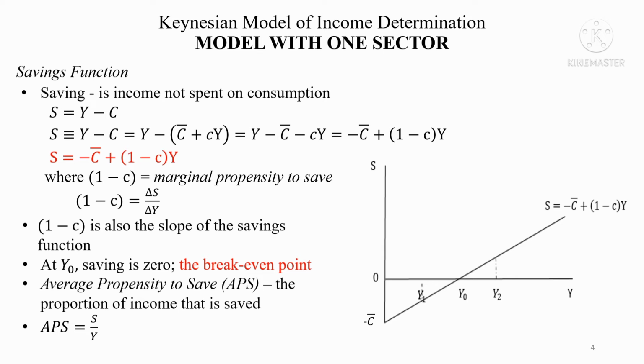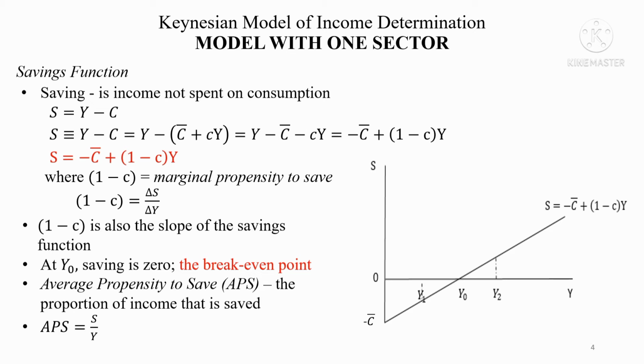In my example a while ago, the marginal propensity to consume is 0.7. It follows that the marginal propensity to save is 0.3. The sum of MPC and MPS is equal to 1. So if MPC is 0.6, it follows that the MPS is 0.4.